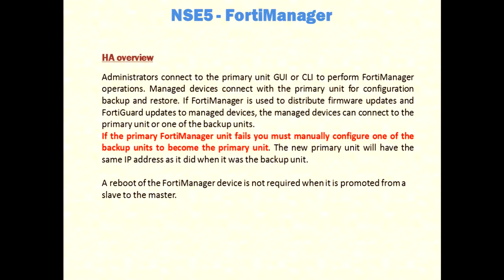If the primary FortiManager unit fails, you must manually configure one of the backup units to become the primary unit. The new primary unit will have the same IP address as it did when it was the backup unit. There is no automation in this process. You must manually configure the FortiManager unit when it fails. A reboot of the FortiManager unit is not required when it is promoted from a slave to the master.